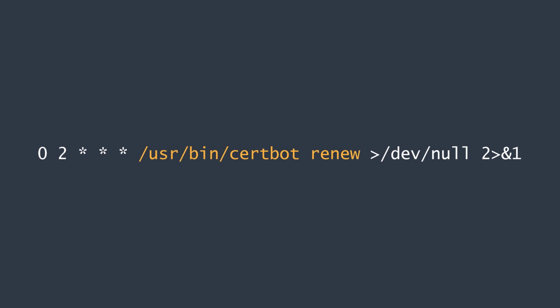The second part is the command that is being executed. Renew adds the request for renewing the certificate. The third part routes the output to /dev/null, which blocks the output. The final part routes additional output back to the first output we just specified. This way you will not get an email every time a cron job is executed.